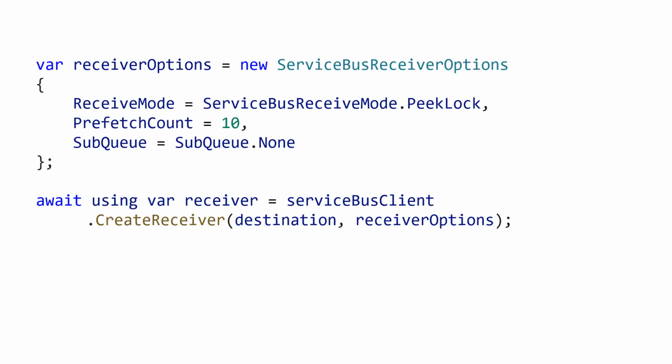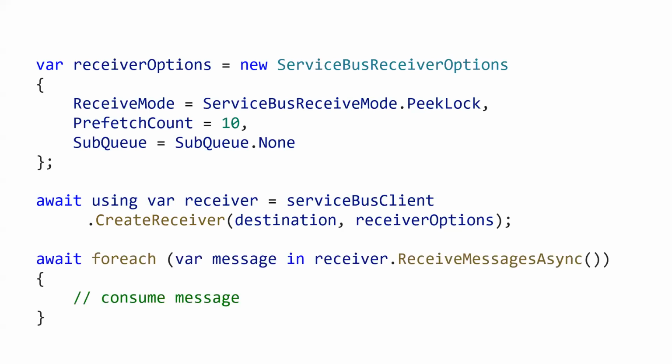And there's the subqueue property. You have the possibility to receive from a subqueue. Dead letter queues are, for example, subqueues that we are going to cover later. Then you create the receiver with the specific options.